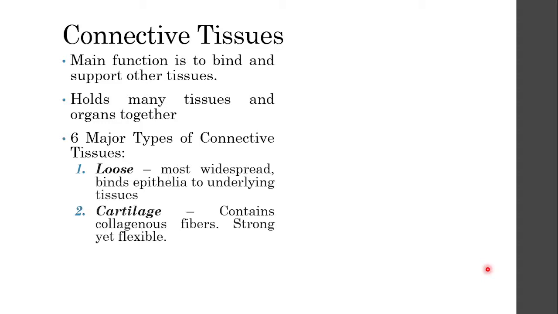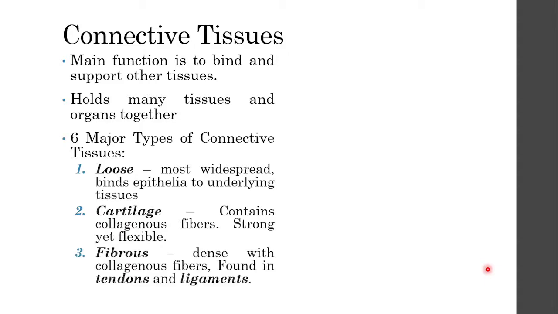And then you have your cartilage, which contains collagenous fibers. This makes the cartilage very strong, yet very flexible. And then you have your fibrous tissue, which is dense and also combined with collagenous fibers. These are types of connective tissue that you will usually find in your tendons and ligaments. Tendons connect your muscles to your bones, and ligaments connect your bones to the joints. So that's what fibrous connective tissue is.